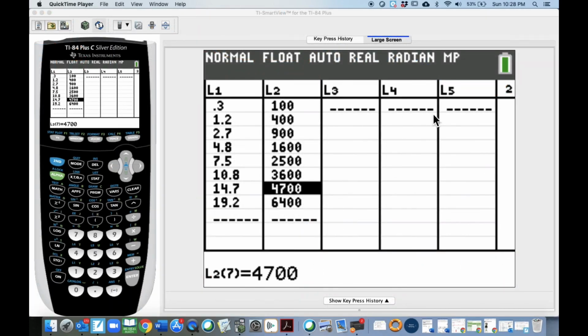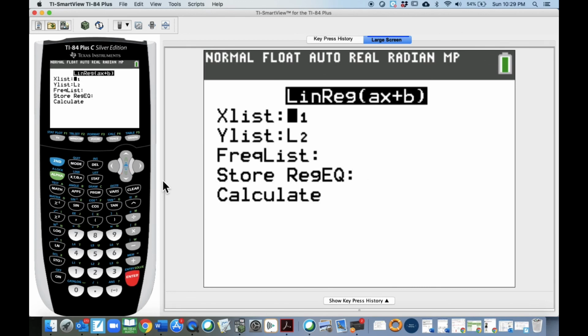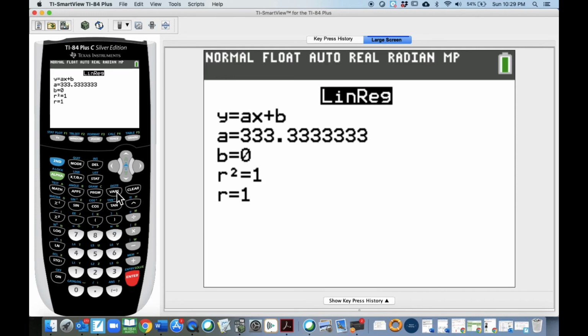When I was editing the video, I noticed that I had a mistake. So I had 4,700 here. I'm going to change this to 4,900 and see if that changes the equation. Okay, so I changed it to 4,900. I went to Stat, Calc, Linear Regression. I'm going to go down to Store the Equation, Vars, Y-Vars. And look at this. Now I have that same equation that we had with pencil and paper. It was 333.33. The b, the y-intercept, is 0. So it was just a typo on my end.